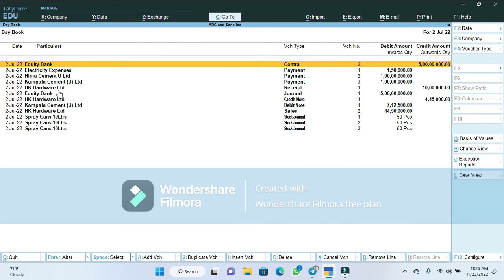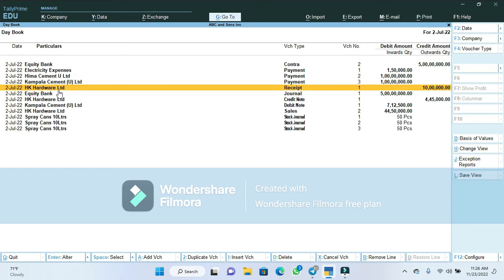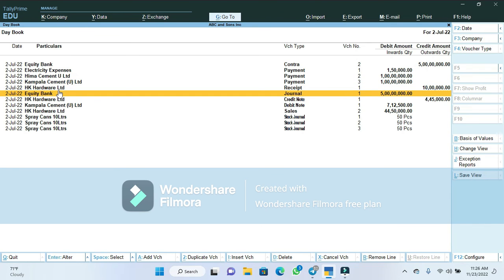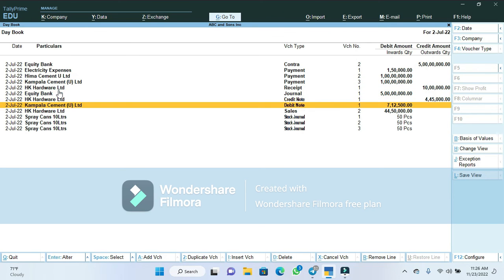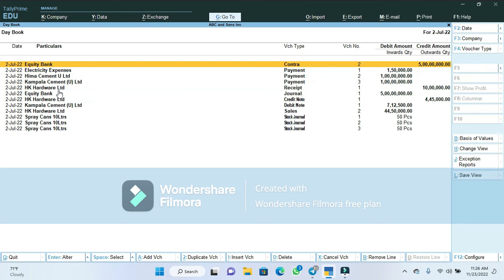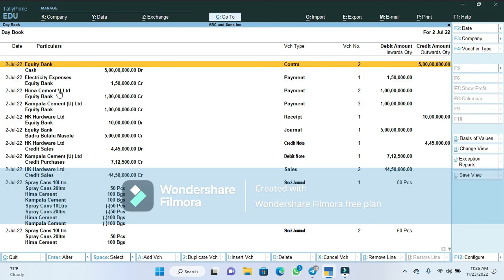We can escape to the gateway of Tally, then go to the day book to view our transactions. So we can see this time round, look for the contra entry, which is here. Alt F1 to expand the details. Then the auditor will see that Equity Bank was credited by 50 million Ugandan shillings, and this was debited to cash account.